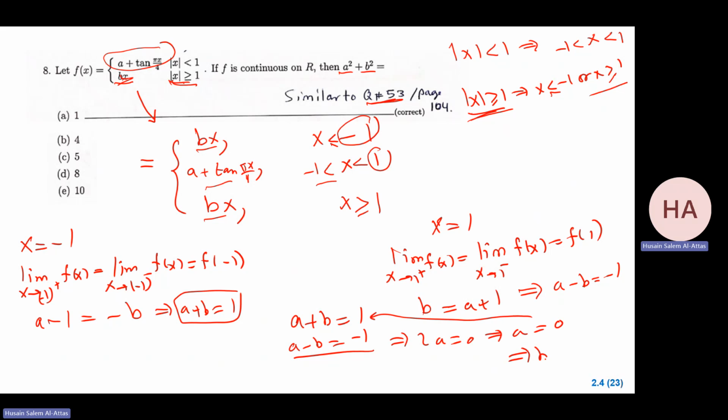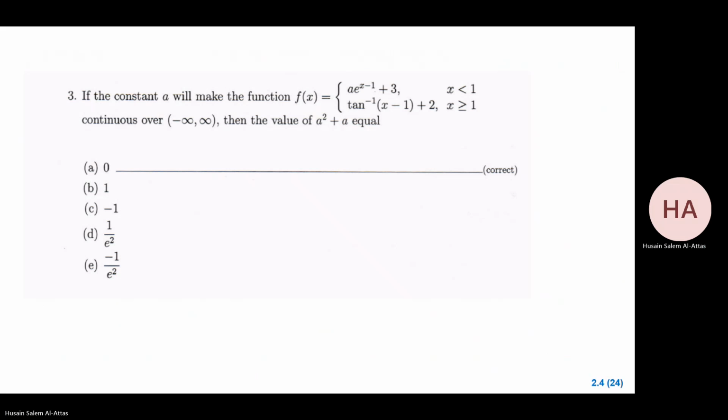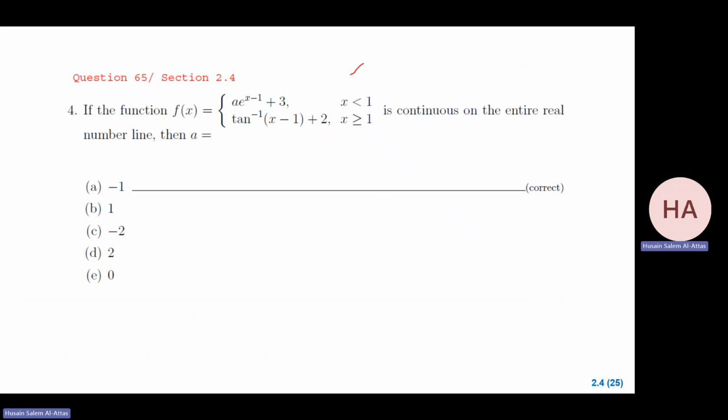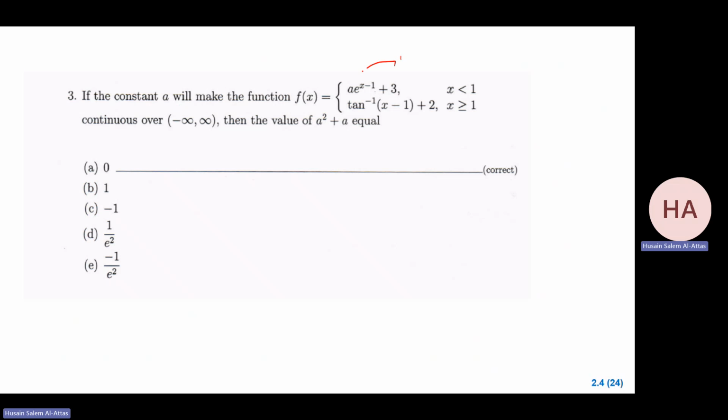That gives me b equals 1. What does he want? A squared plus b squared, which is 0 plus 1. That would be 1. So that would be the answer. Okay. He gave me only one value, a missing. Oops. I have only a missing. Okay, so I need the 1.